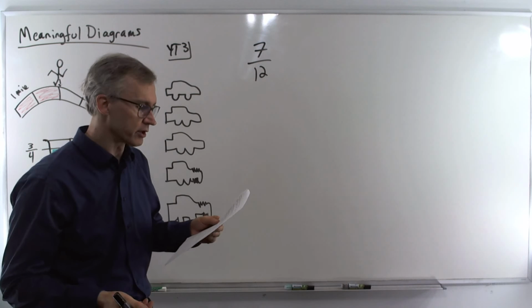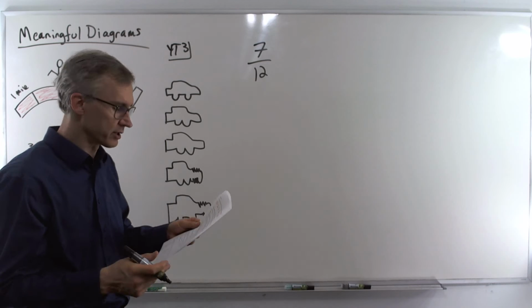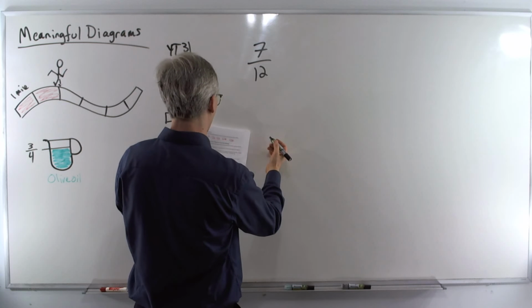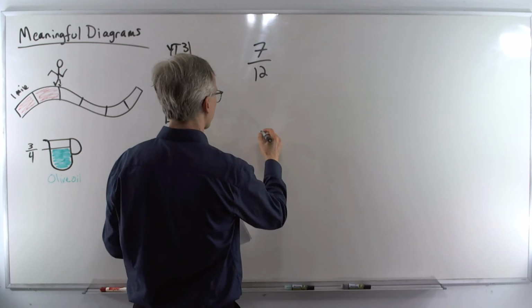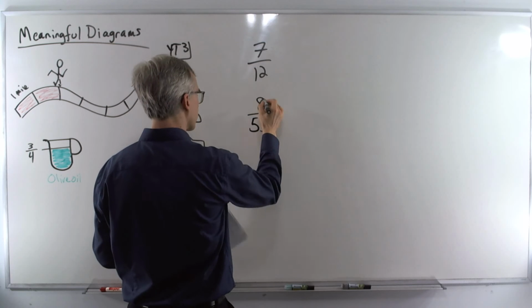Your turn, number 4. The Detroit Lions have 53 players on the roster. Of these players, 8 are linebackers. Write a fraction representing the number of linebackers on the Detroit Lions. All right, so the whole is the total number of players, and the part is the number of linebackers, which is 8.